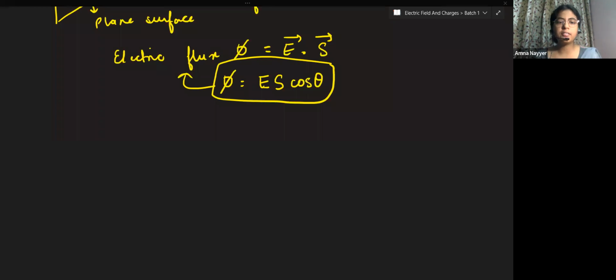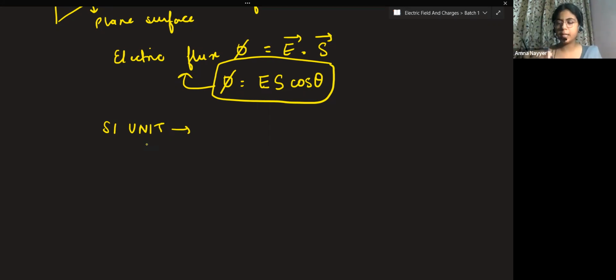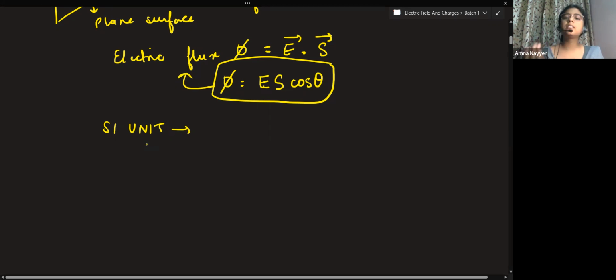See, for electric field, we know the SI unit. If you remember, we established a relationship between force and electric field. So, electric field was force by charge. It means the SI unit of electric field is Newton per coulomb. And surface area is meter square. So, the SI unit of flux will become Newton coulomb inverse meter square. This will be the SI unit of electric flux.